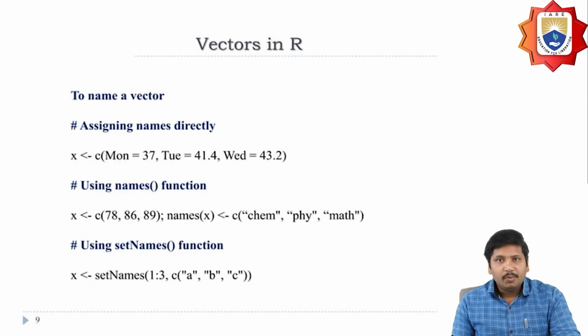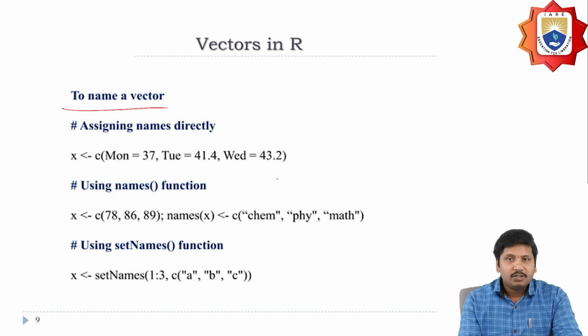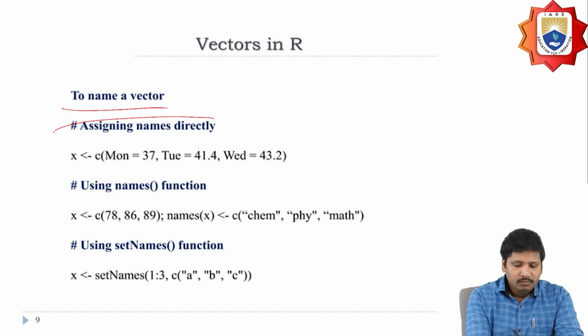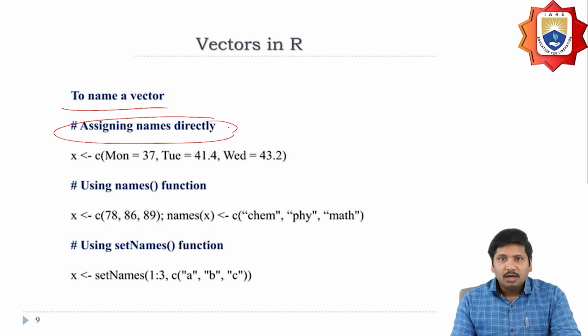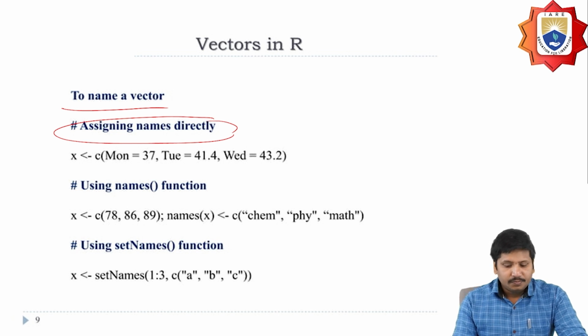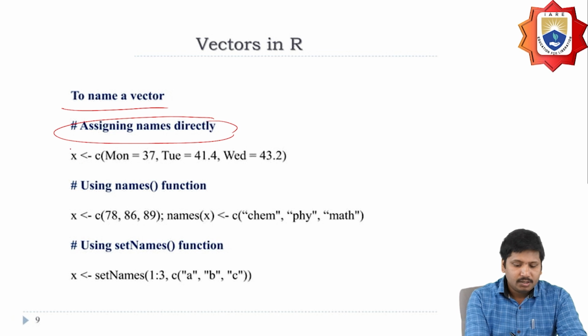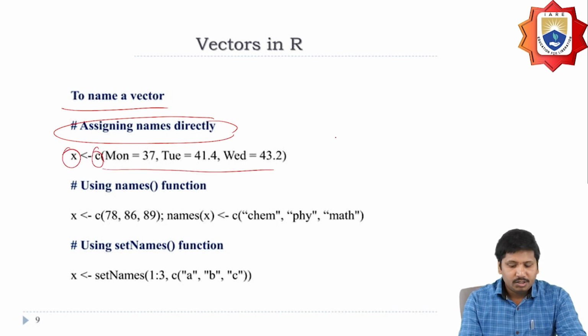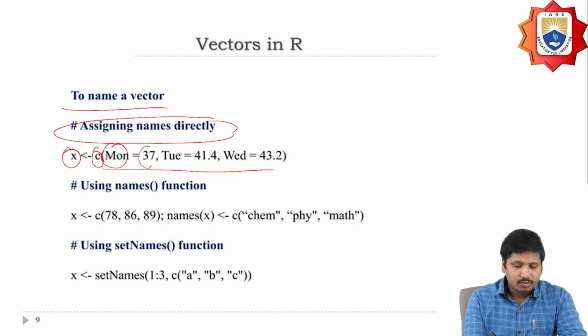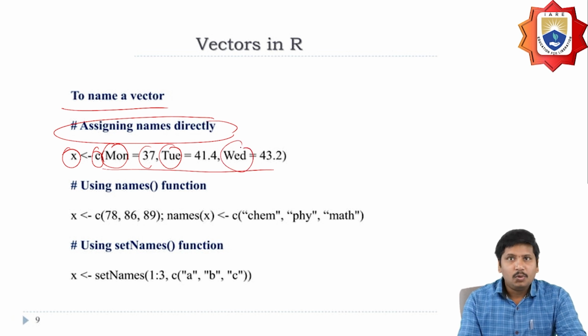And how can we name this vector? Let us see now. First of all, we can assign the names directly. x is the variable and in the c function, I'm going to create the names like Monday equal to, Tuesday equal to, and Wednesday equal to. Like this, I can assign the names directly to the values.